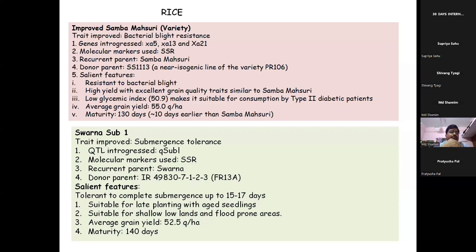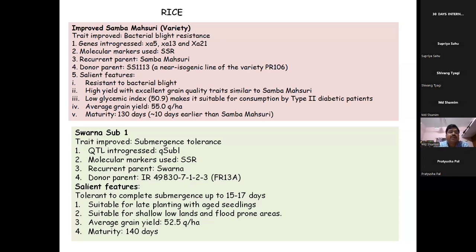And the second one is one of the mega rice varieties. Swarna Sub-1 has been developed by the International Rice Research Institute in collaboration with Indian institutes. The trait improved is submergence tolerance. The QTL introgressed is Sub1, and the molecular markers used were SSR. The recurrent parent was Swarna, and the donor parent was IR49830, that one is FR13A, the traditional rice variety of Odisha.